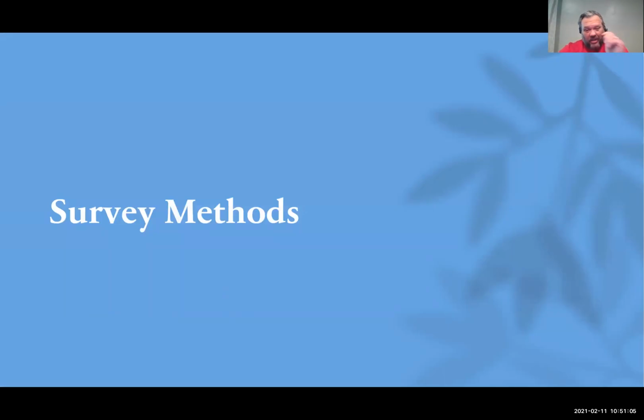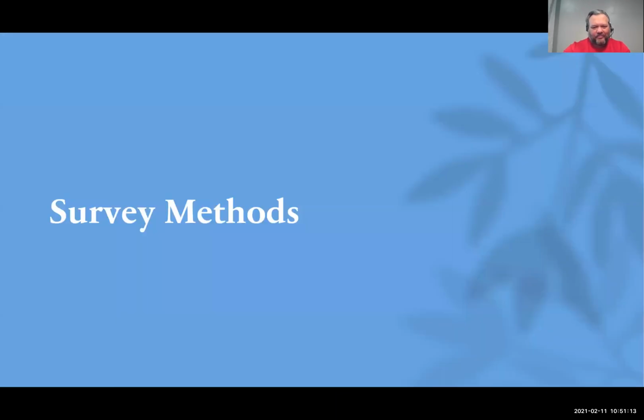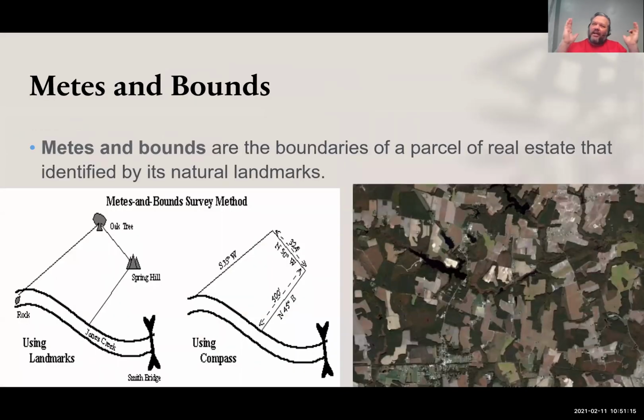So those are the different types of settlement patterns. And then the survey methods, we've got three different types. One is called metes and bounds. So this was kind of the early way to, and when we talk about survey methods, we're trying to figure out, okay, you own this part and you own this part. And so how do we go about figuring out exactly who owns what? And so metes and bounds was one of the first survey methods.